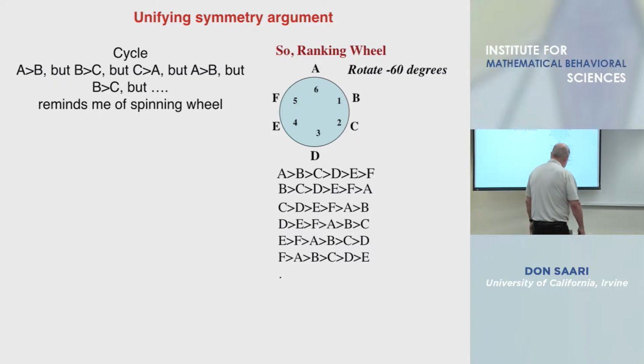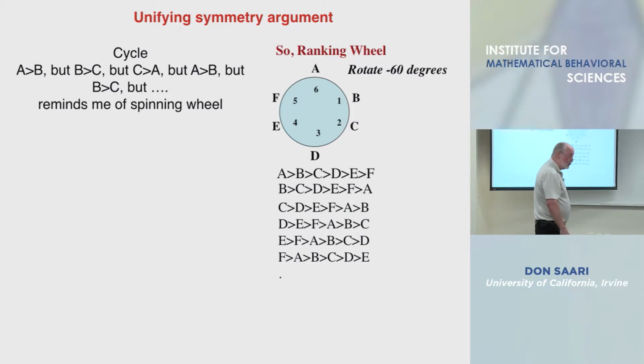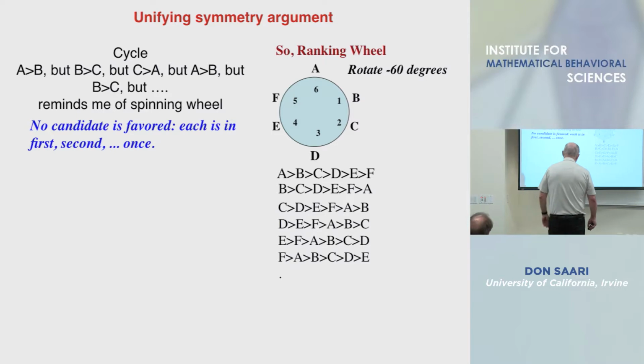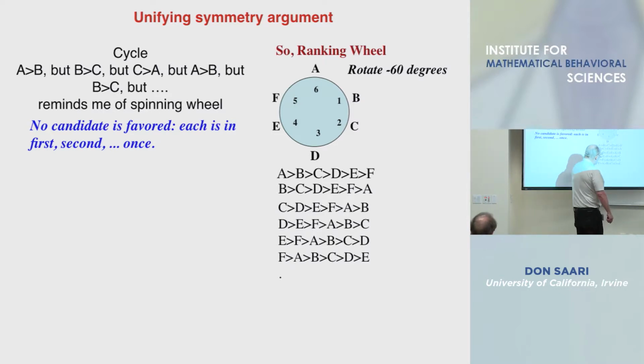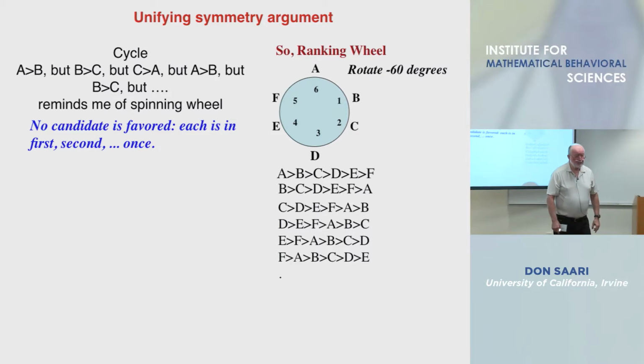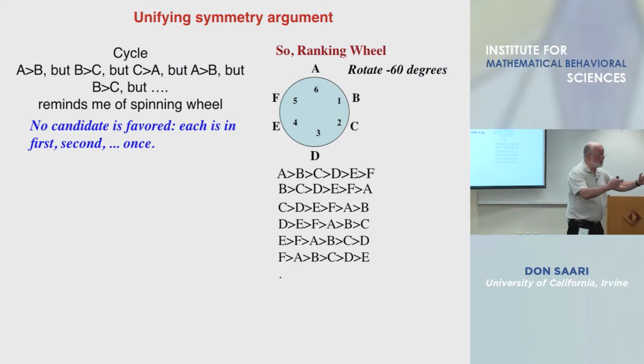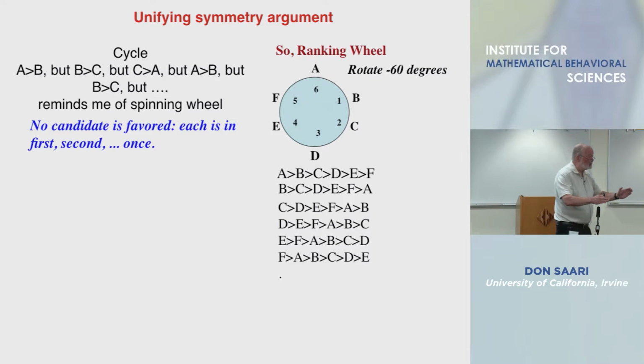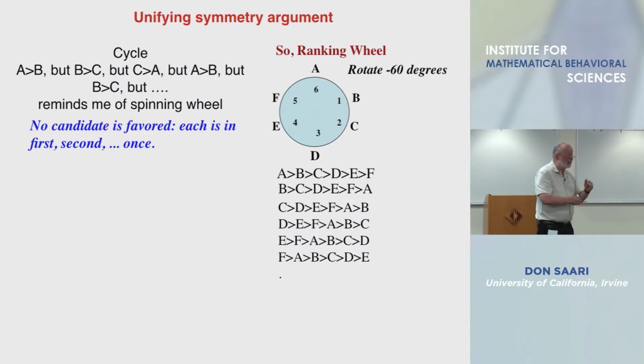In math terms, this is the Z6 group orbit. Now, no candidate is favored because by construction, each candidate is in first place once, each candidate is in second place once, each candidate is in third place once, etc. So no candidate is favored. You give me an argument why Anne is better than all of the rest, and I will just take your argument and slightly adjust it, and it'll show that Barb is the best, or Connie is, or whoever you want. So by symmetry arguments, nobody is favored here.